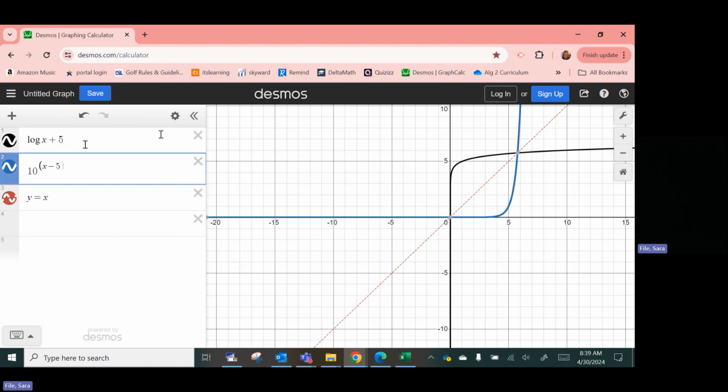Plug in the original, plug in what you got for the inverse, and plug in y equals x. So you can see, does it fold over that line? Would all these points match up? And they do. Okay, so if you need the visual to check for inverses, you can.